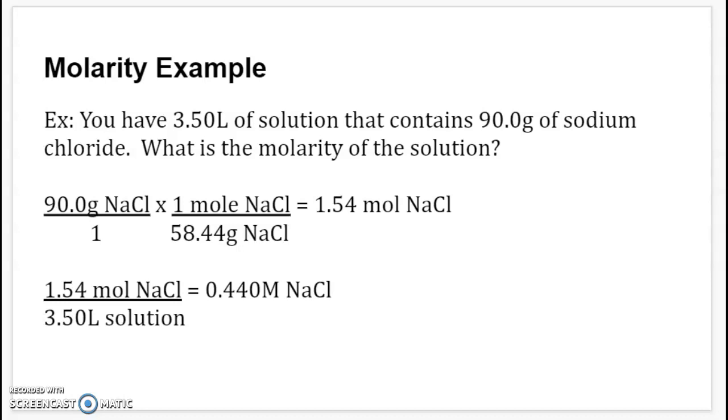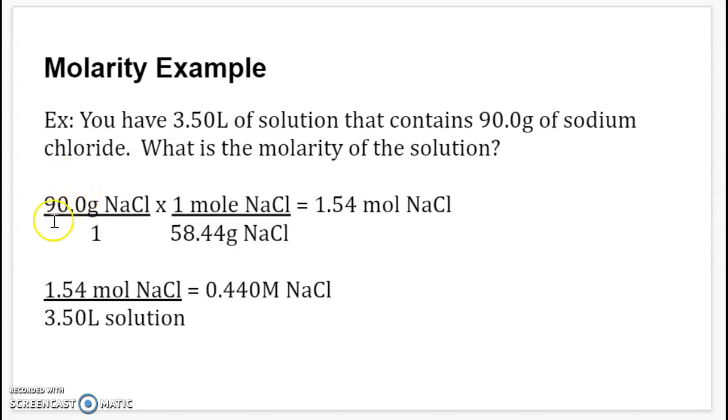So the example reads, you have 3.5 liters of solution that contains 90 grams of sodium chloride. What is the molarity of the solution? In order to use the molarity formula that we saw on the previous slide, you need to have the units of moles and liters to calculate that molarity. Since we're given a mass rather than moles in this problem, we first have to convert the mass of sodium chloride into moles of sodium chloride.